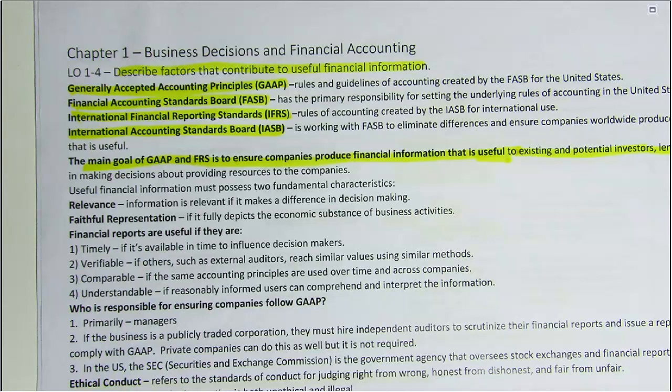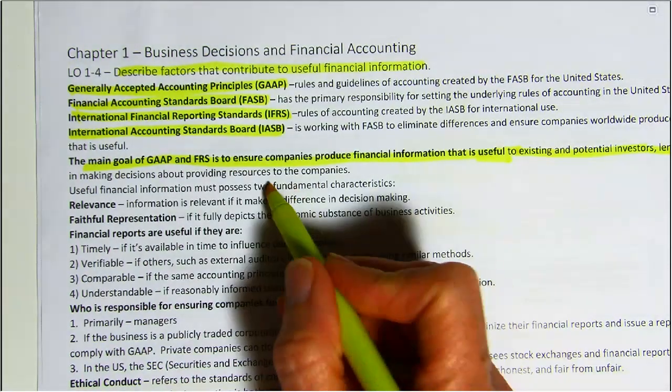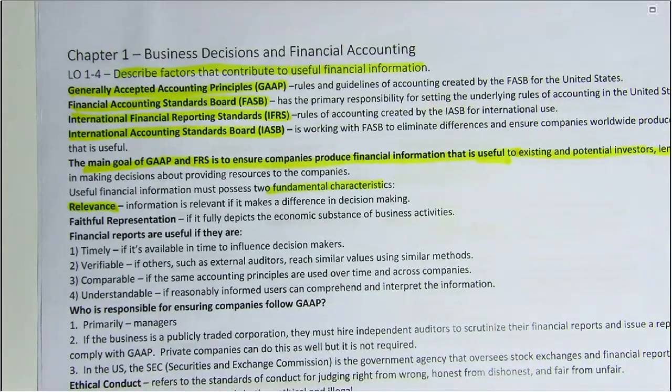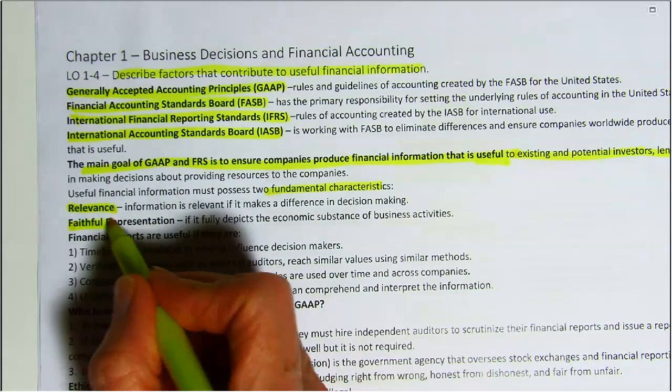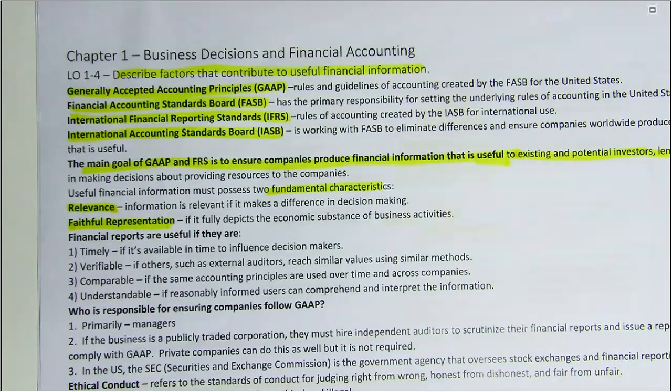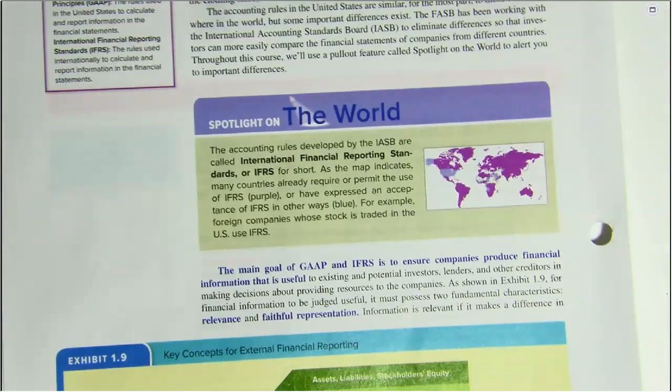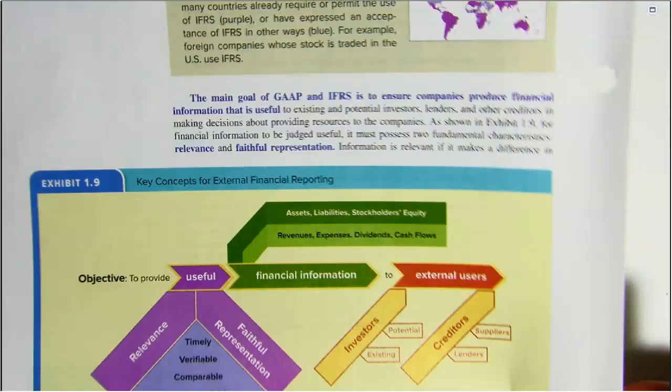So what exactly makes information useful? Well, there's two fundamental characteristics, and one is relevance. The information is relevant if it makes a difference in our decision making. And the second characteristic is that it is a faithful representation if it fully depicts the economic substance of business activities. Now I'm going to switch for a moment to a graphic. It's going to have the same information on there, but it portrays it in a little more interesting format.